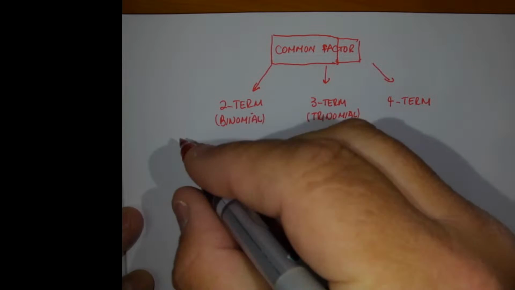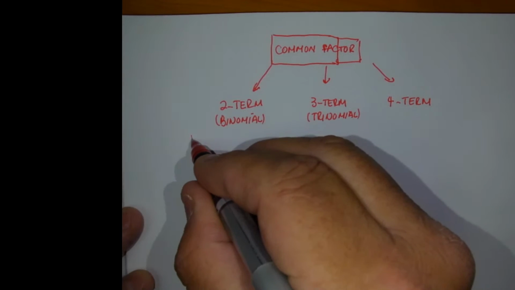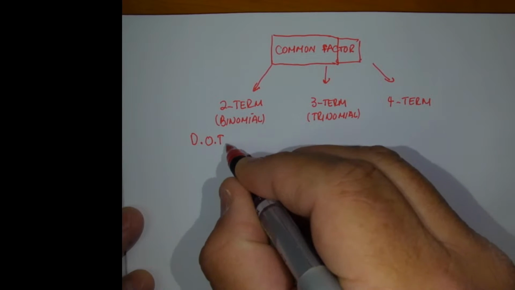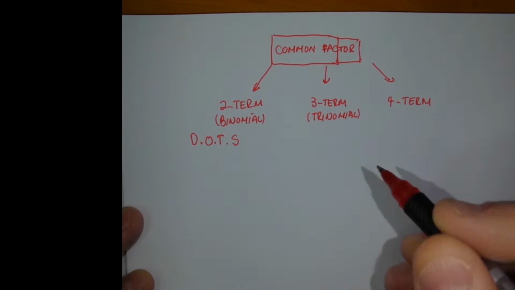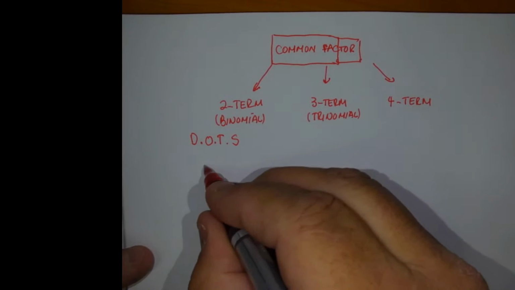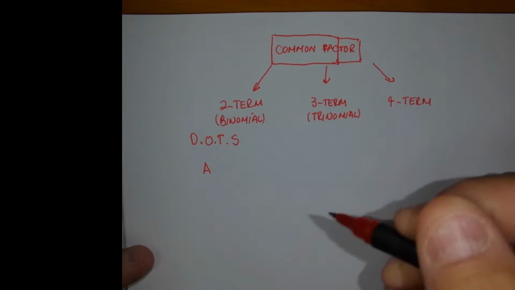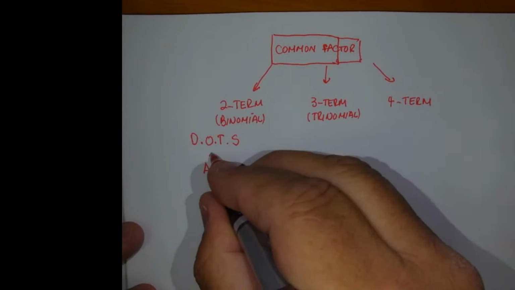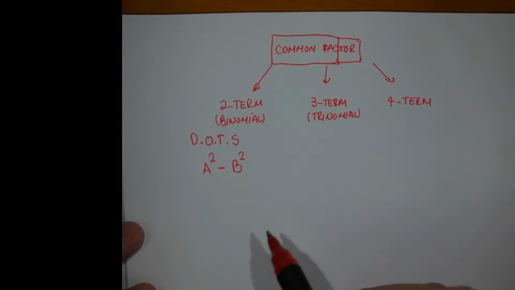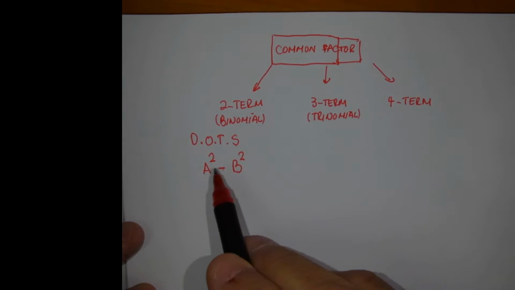Many teachers and pupils actually know it by the abbreviation DOTS. So difference of two squares. Okay, and the typical manifestation of a difference of squares is that you have a term, let's call it capital A for interest's sake, squared, and then minus B squared. So in other words, you have a difference of two terms and each one of them is a square.